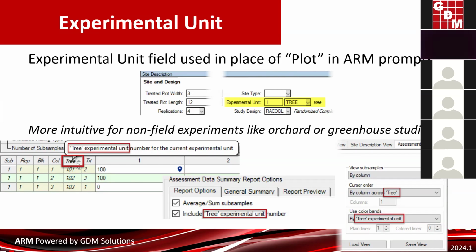It's simply changing that text. Instead of the word plot being everywhere in other sections, we actually just replace that word with the experimental unit that you've chosen. So hopefully just requiring fewer mental gymnastics when you're doing that type of research that isn't actually a plot. You can see just right on the screen, tree instead.